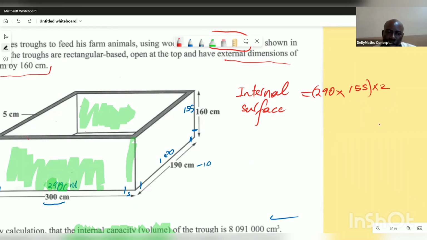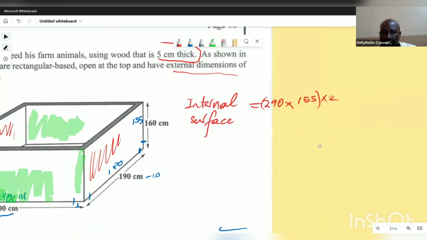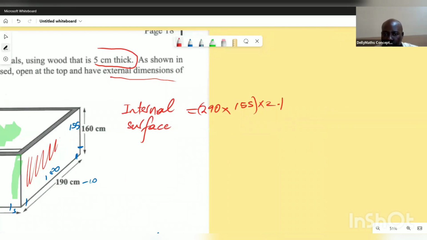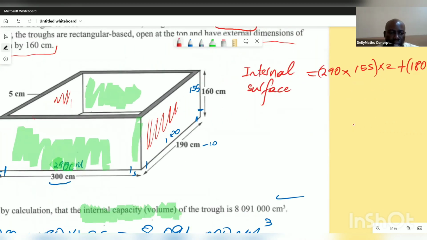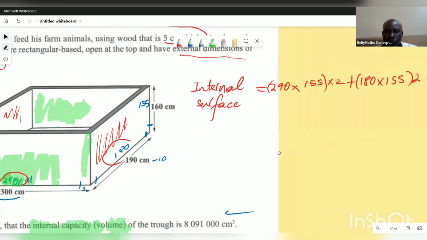Let's go for the other pair. The other pair is going to be on this side, on the inside here. So that's 180 times the 155, and it's going to be a twin on the other side as well. So we're adding that 180 times 155, and we have it 2 times. And then we actually have the bottom surface to add to that. The bottom surface is a combination of the 290 and the 180, so 290 times 180.